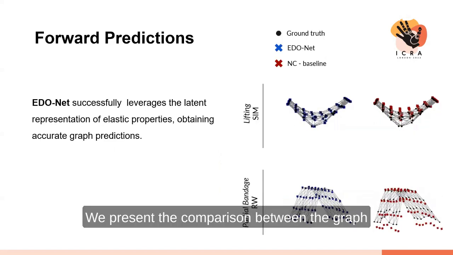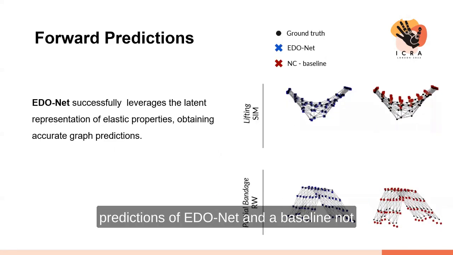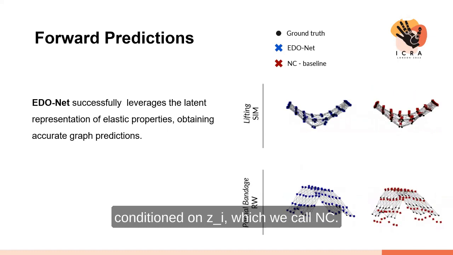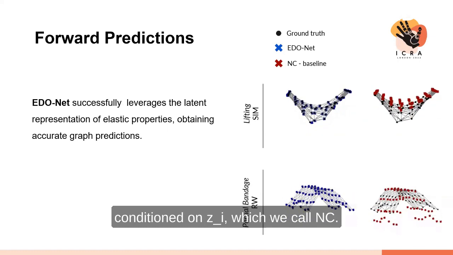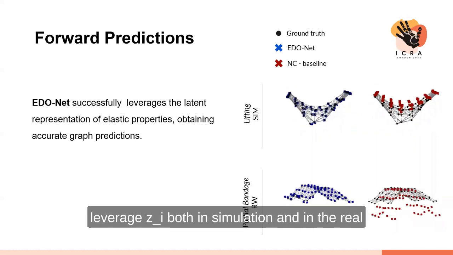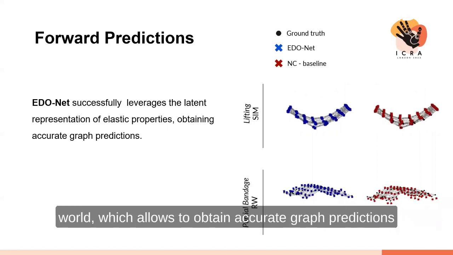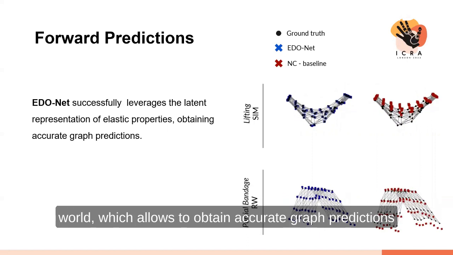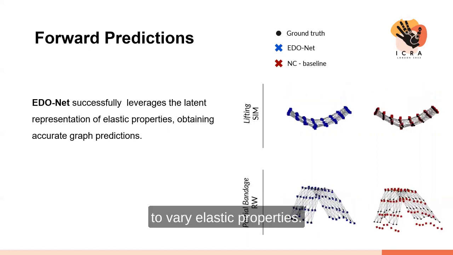We present a comparison between the graph predictions of EDO-Net and a baseline not conditioned on Zi, which we call NC. We can observe how EDO-Net successfully learns how to leverage Zi both in simulation and in the real world, which allows it to obtain accurate graph predictions for very elastic properties.